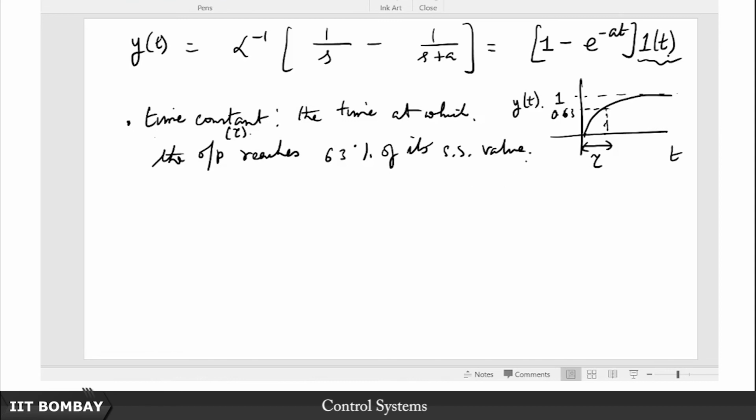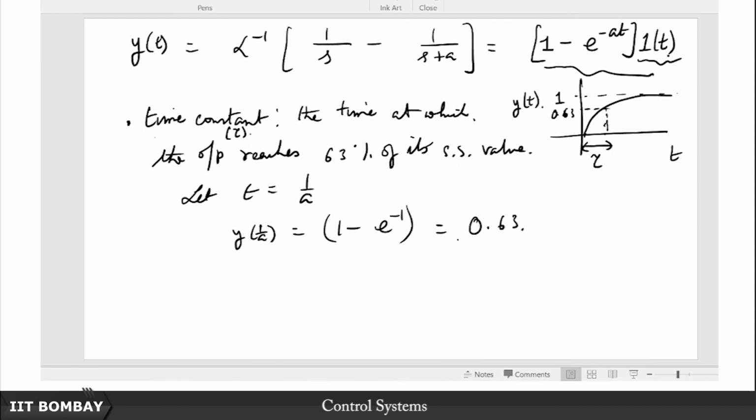Now it turns out that if you see in this particular response, let t be equal to 1 over a. Then you see that y of 1 over a is nothing but 1 minus e to the minus 1, which turns out to be 0.63. So this is 63% of the output. So it's actually the other way around.